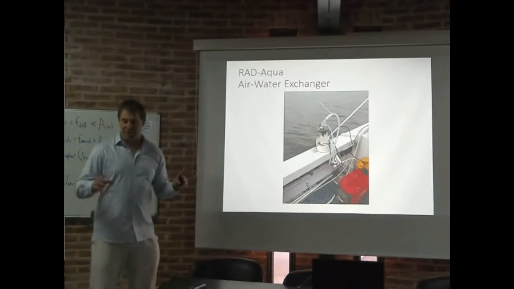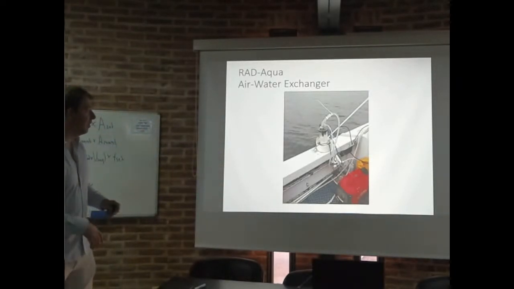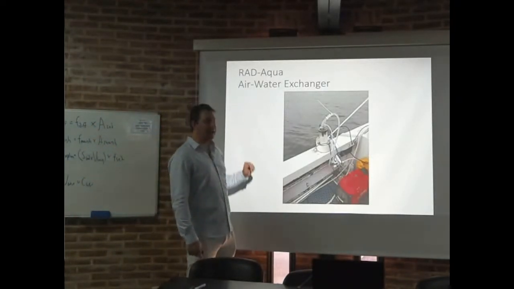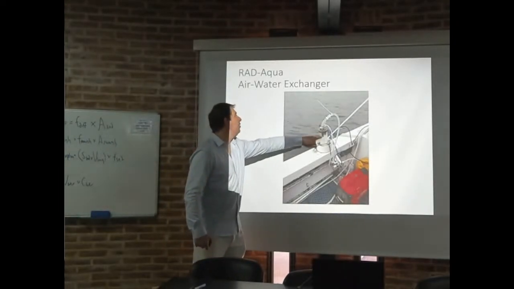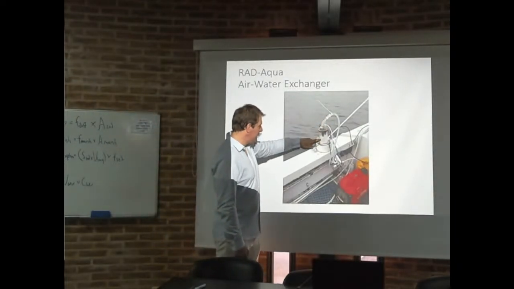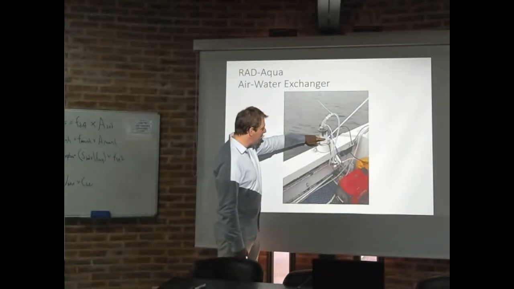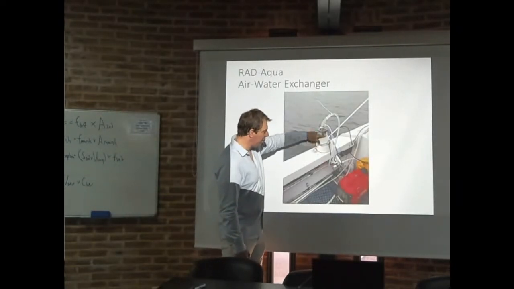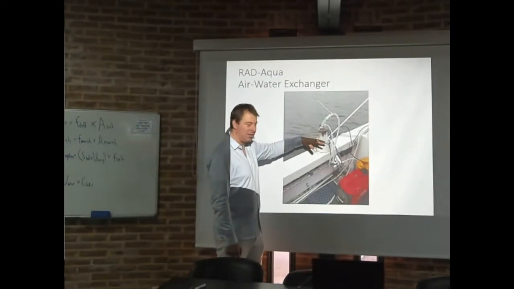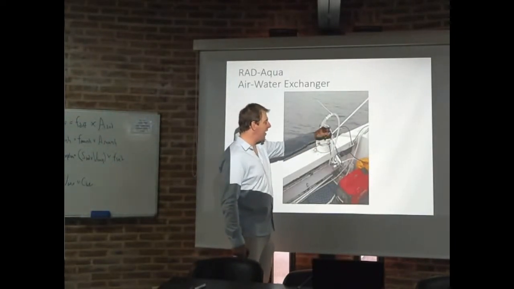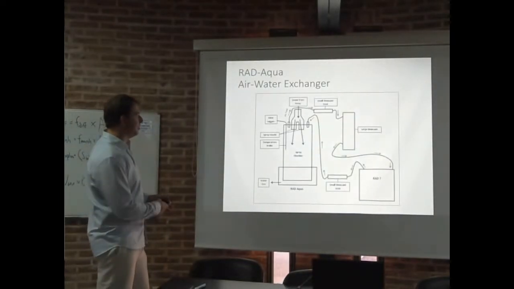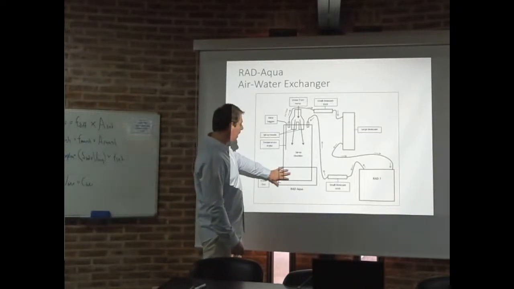There were two ways to remove the gas from the water. The original way, by the company that builds the RAD-7, is what's known as the Rad Aqua, which is this thing here, an air-water exchanger. Essentially, you pump water into the Rad Aqua, and air is also getting pumped into it, and that air causes a bubbling, which allows the radon gas to release, and that radon gas goes into your radon detector system.